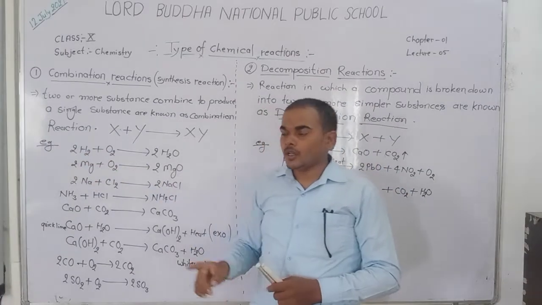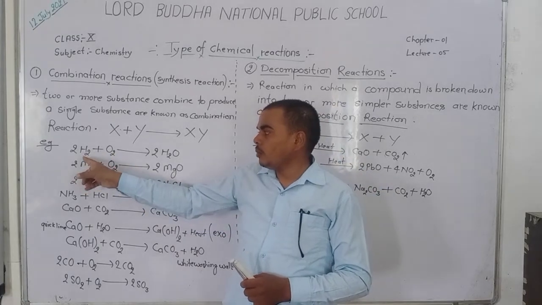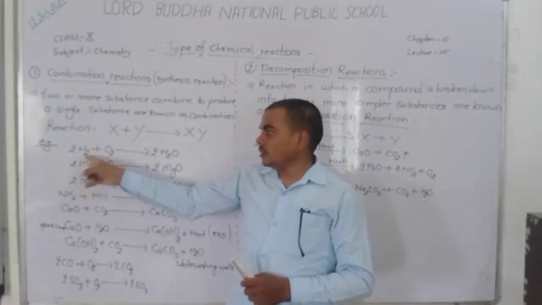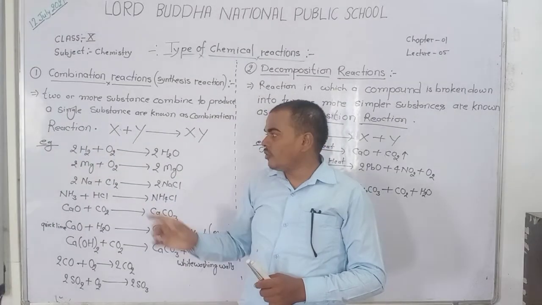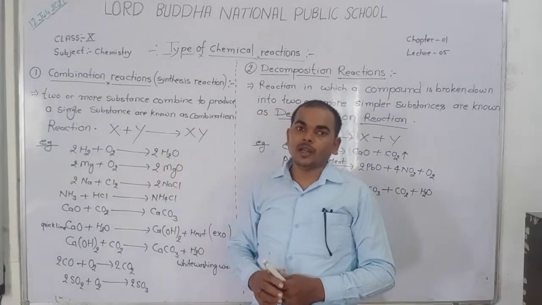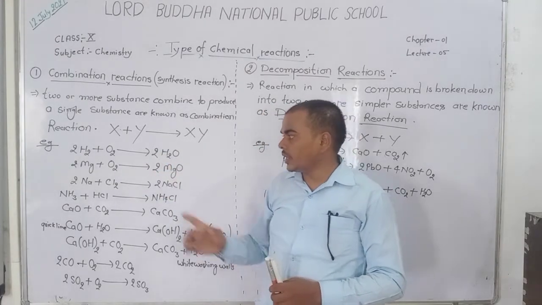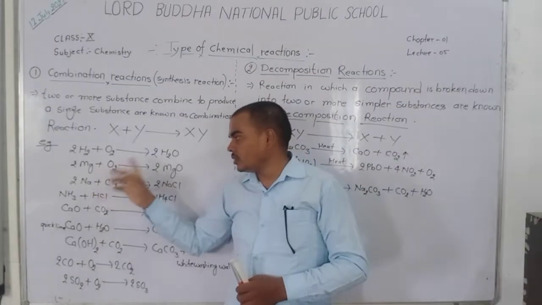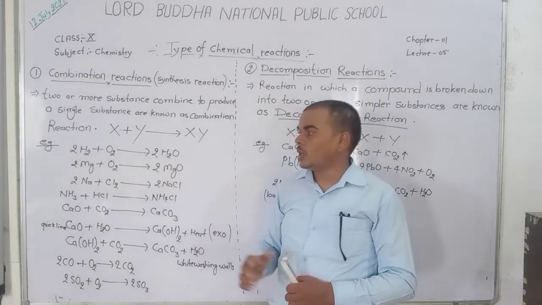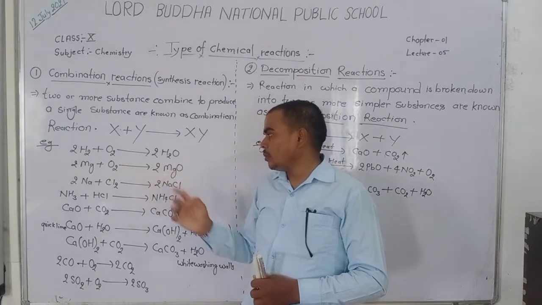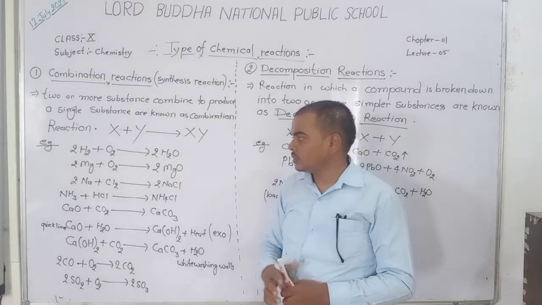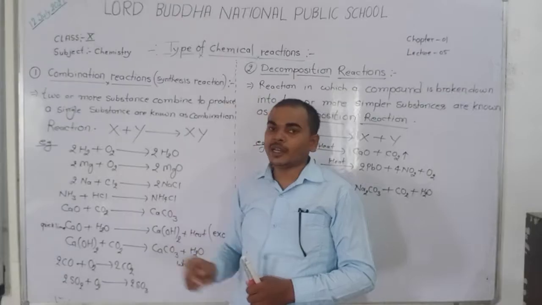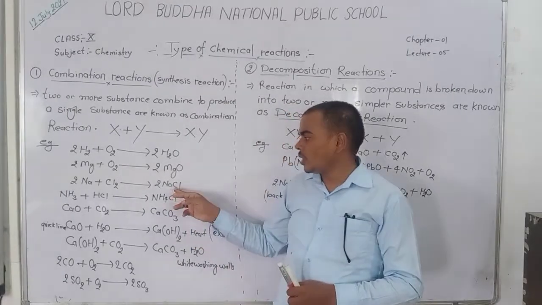H2. Here H2 is an element which combines with the element oxygen. Here an element combines with another element and forms a single compound, H2O. Second example: magnesium is an element. It combines with the element oxygen and produces the compound magnesium oxide. Next, the element sodium combines with the element chlorine and produces the compound NaCl.